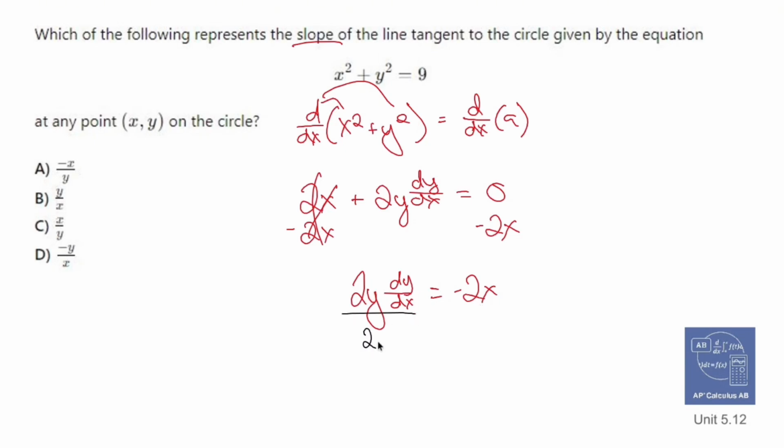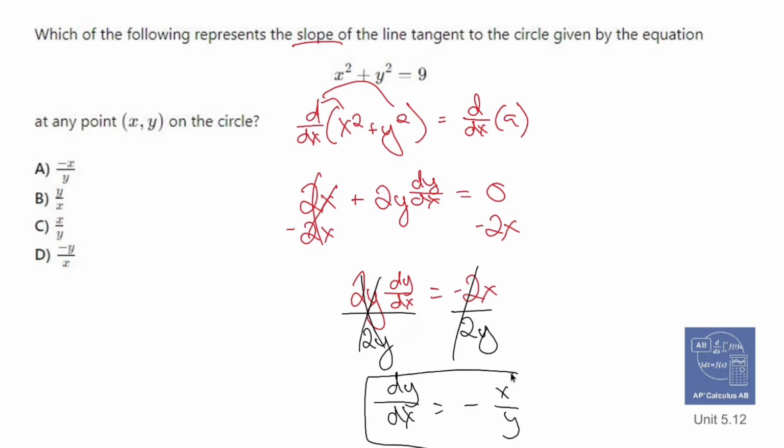Divide both sides by 2y, and dy/dx is going to equal, let me see, these cancel out, negative x over y, which is going to be good old A. Fun stuff, implicit differentiation, boy oh boy.